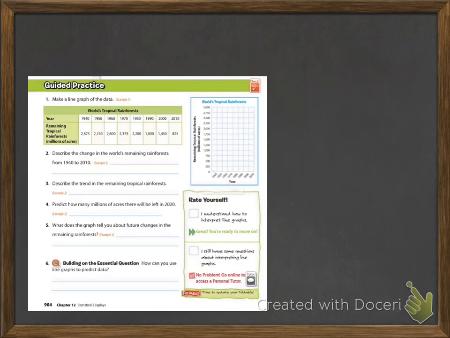All right, so what you guys are going to do here is complete the guided practice. I want you to do questions 1 through 5 on this guided practice. Be sure to complete your line graph, connect your dots, and answer the questions in complete sentences, because it does show you describe and predict. Be sure that you're doing all that correctly, because remember, we need to be writing in full sentences.